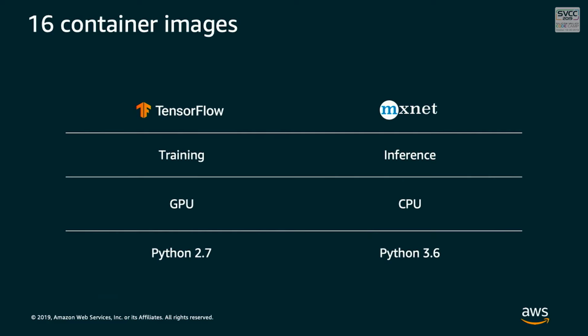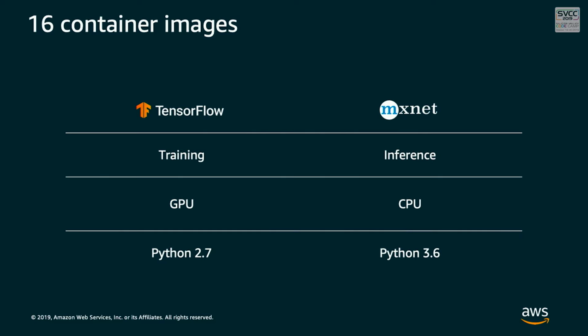So these are essentially the 16 combinations that we offer as part of the deep learning container images. If you're using TensorFlow or MXNet, Python 2.7 or 3.6, training or inference, CPU or GPU.